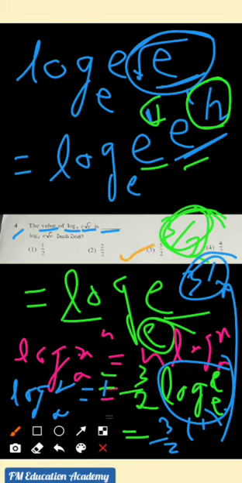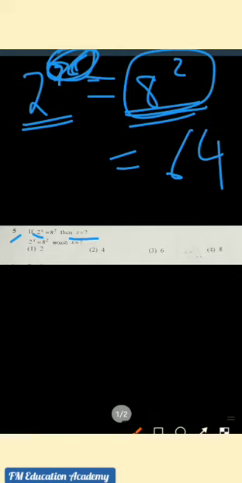Moving on to fifth question. The question is, if 2 power x is equal to 8 square, then what is the value of x? So here 2 power x is equal to 8 square is given, and we need to find out the value of this x, right? So how to find out? We know LHS should be equal to RHS. So if we know the value of RHS, we can find out the power of x. What is RHS? 8 square.